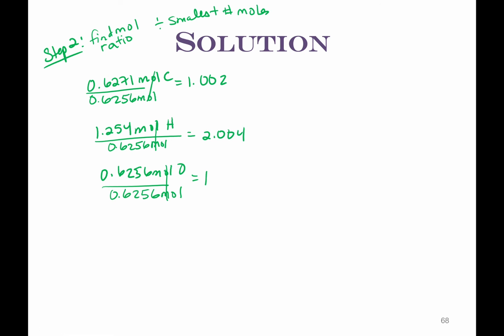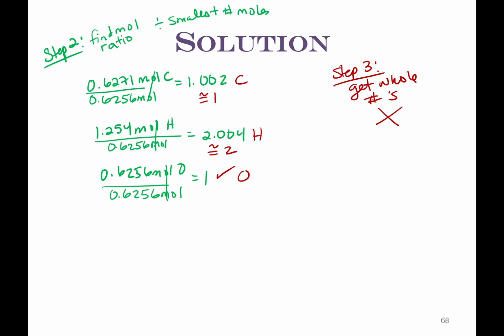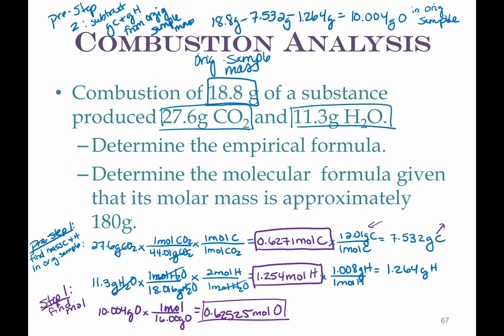Now step 3, get whole numbers, is not required here because this is roundable to 1, this is roundable to 2, and this is 1. So in fact, we don't need to do that. We would say, oh, this is carbon, this is hydrogen, and this is oxygen. We would say CH2O.